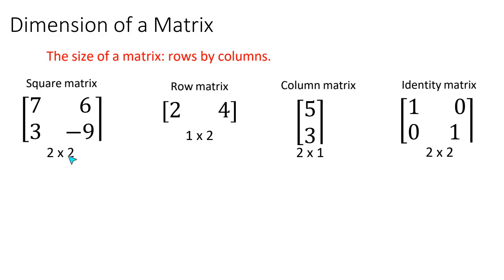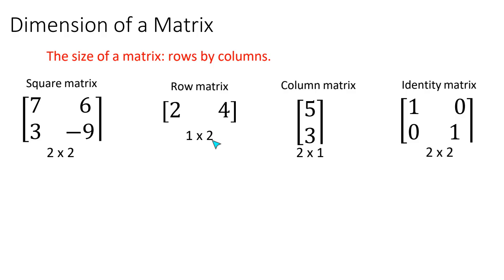If a matrix has the same number of rows and the same number of columns, that's considered a square matrix. Now this one here has only one row, but it has two columns. So we say this is a 1 by 2 matrix. If it only has one row, then we call it a row matrix.